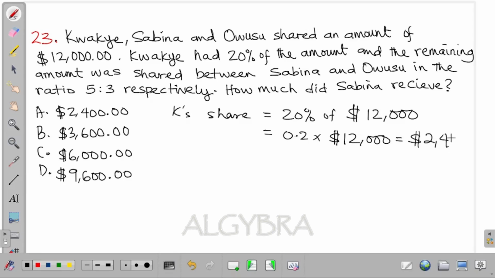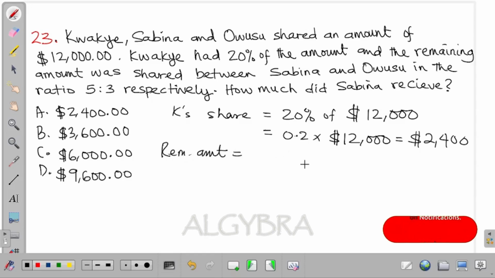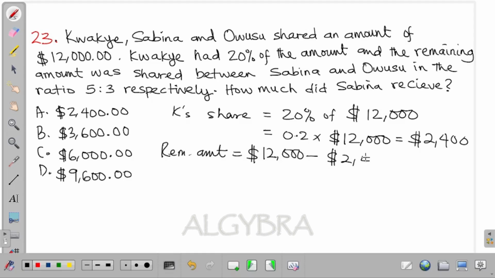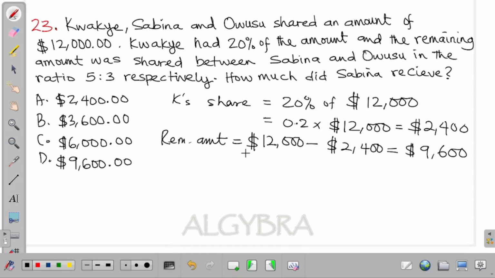So 2,400. Okay, so now we are going to look at the remaining amount after Kwakye has taken this 2,400. So the remaining amount is going to be equal to the total amount minus Kwakye's share, which is $12,000 minus 2,400, and that is equal to $9,600.